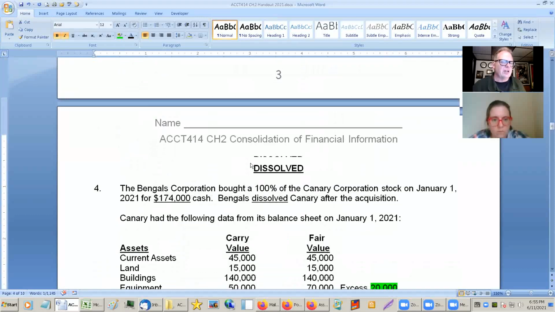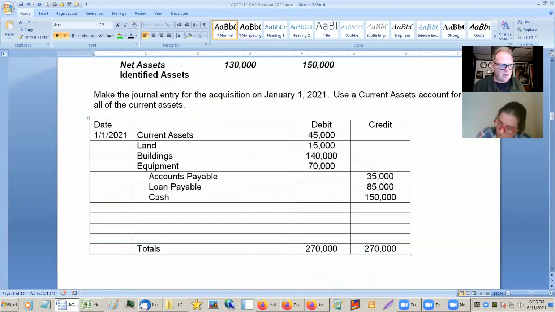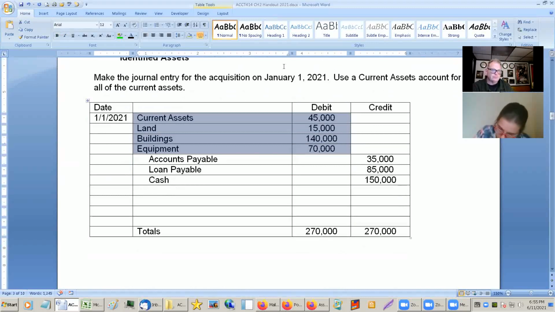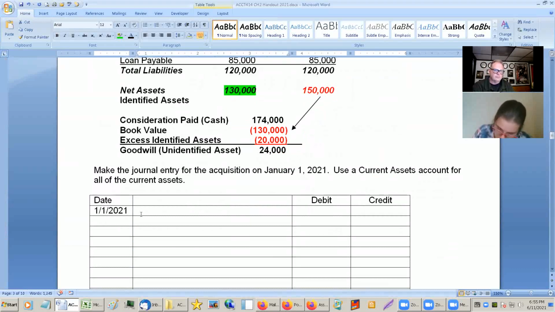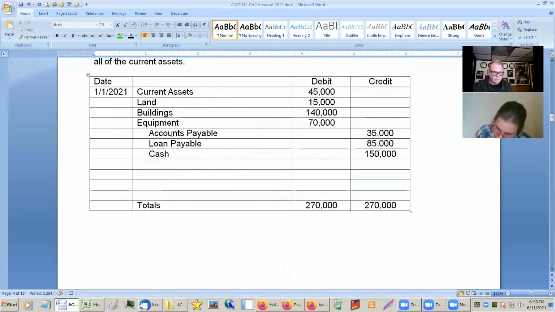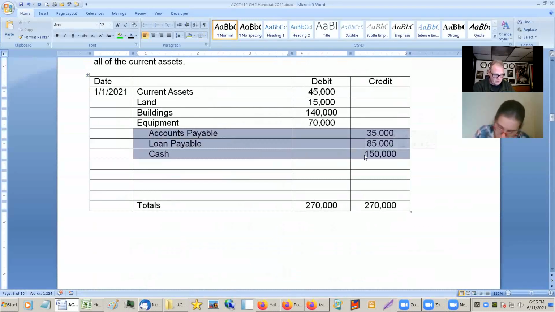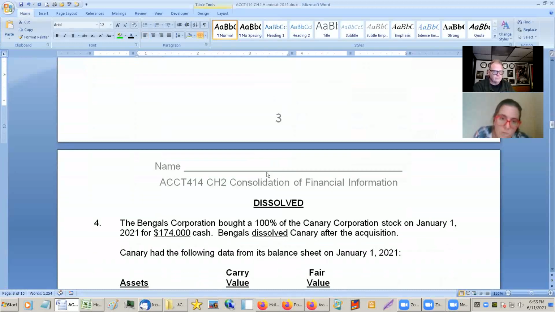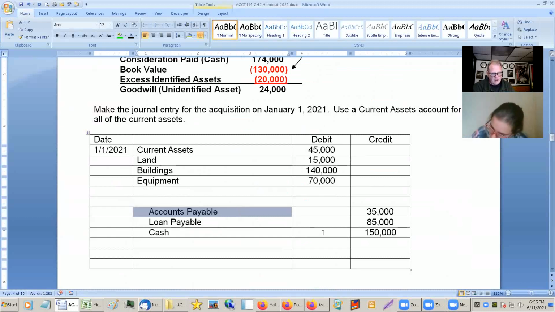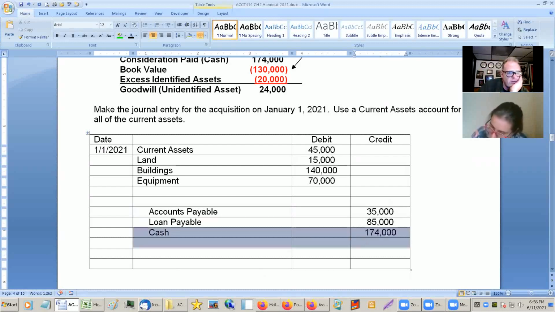Okay, so the journal entries are going to be exactly the same with two exceptions. The cash paid was 174. So this one is different.